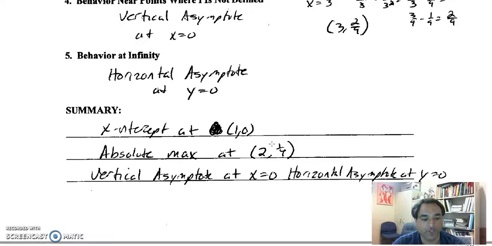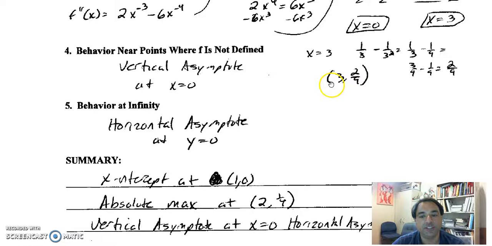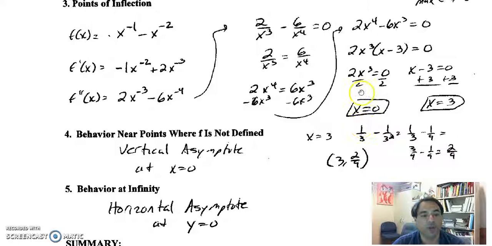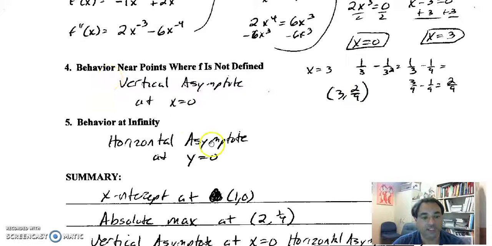So in summary, for this problem, we have an x-intercept at 1, 0. We have an absolute max at 2, a fourth. We have a vertical asymptote at x equals 0. We have a horizontal asymptote at y equals 0. And we have an inflection point at 3, 2 over 9. So when we analyze a graph, we go through all 5 sections.